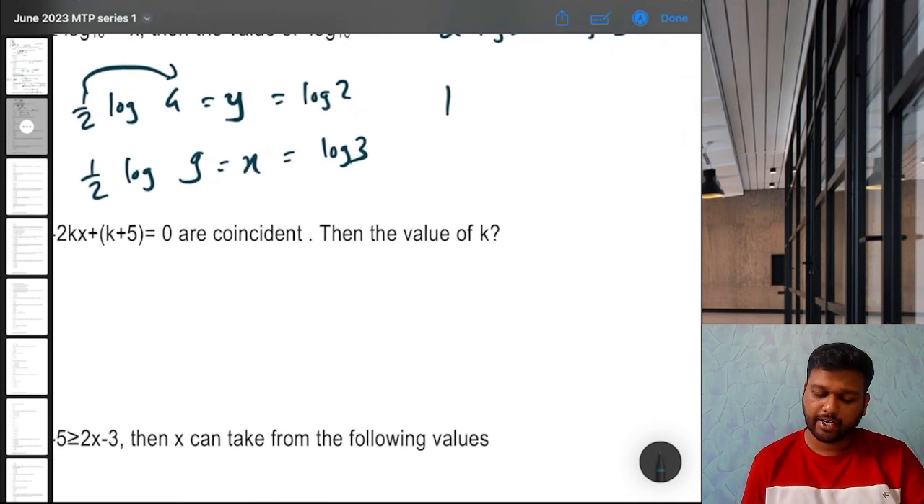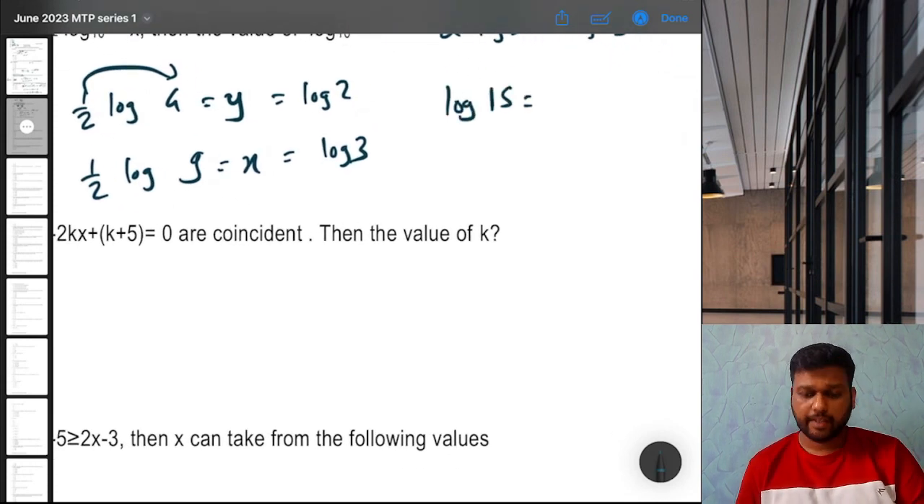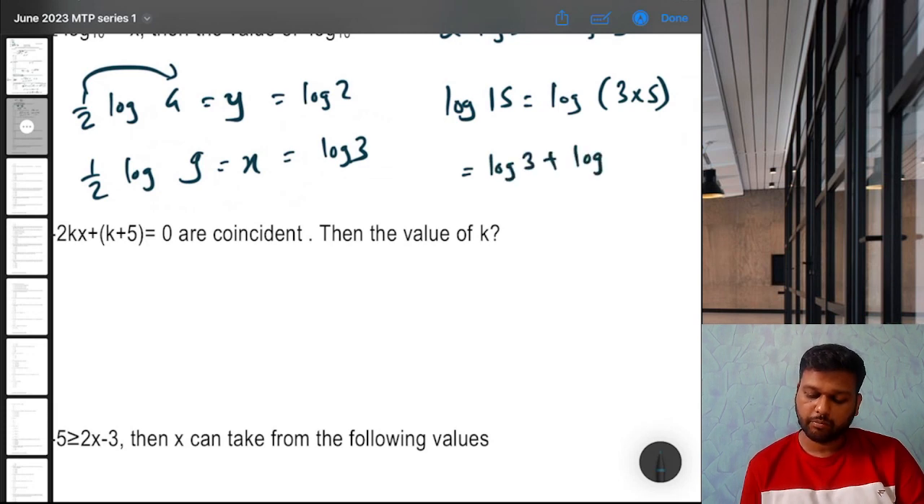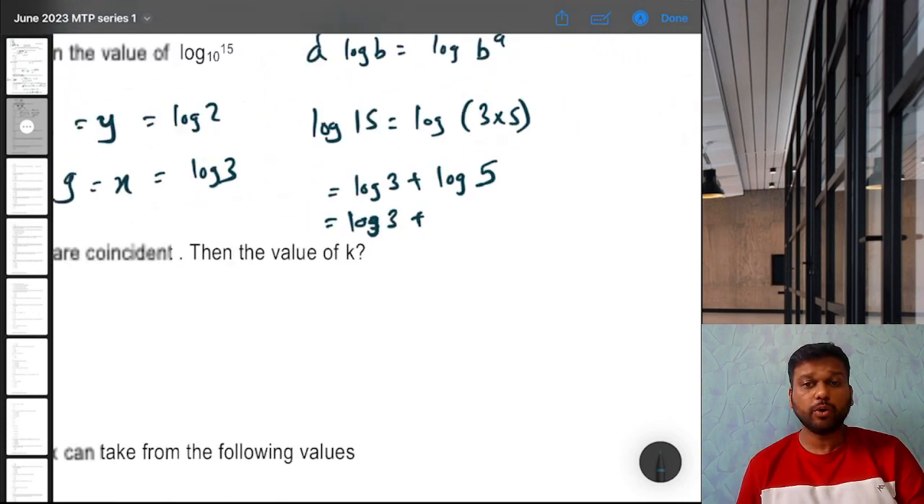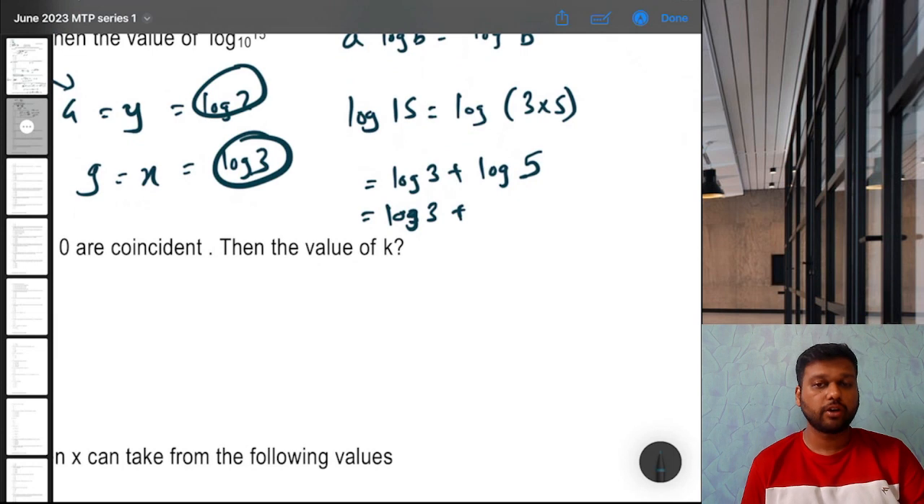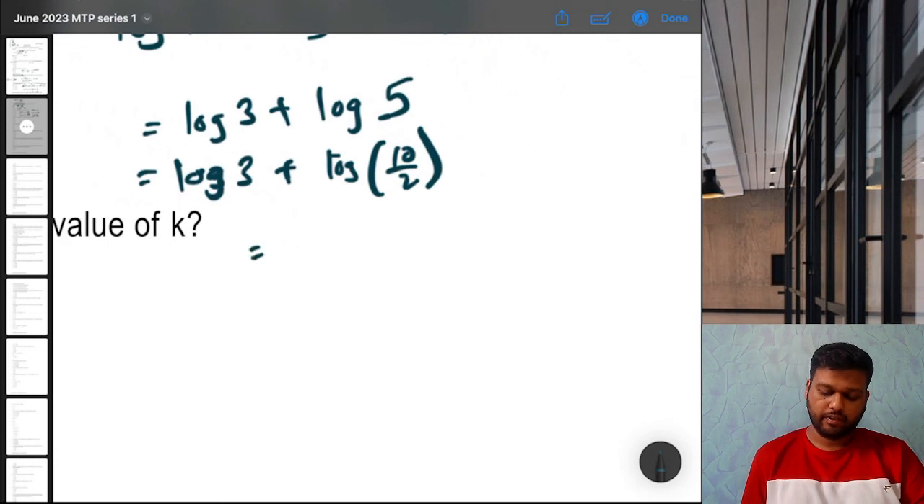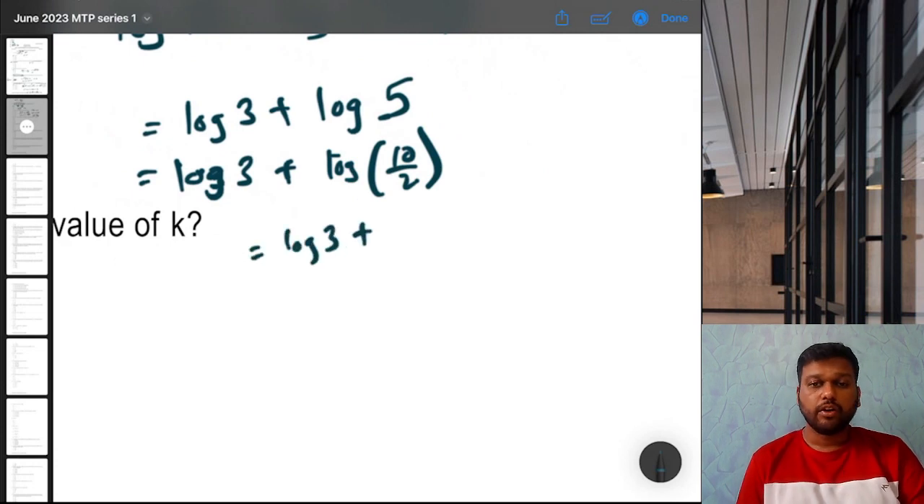Okay, let's split that. Log 15, can I write it as log of 3 into 5? Right. Log of AB is what? Log A plus log B. Okay, now there is a trick involved here. Understand, log 3. We don't have log 5, right? We have just log 2 and log 3. So can I write log 5 as log of 10 by 2? Okay. That means log 3 plus log 10 by 2.